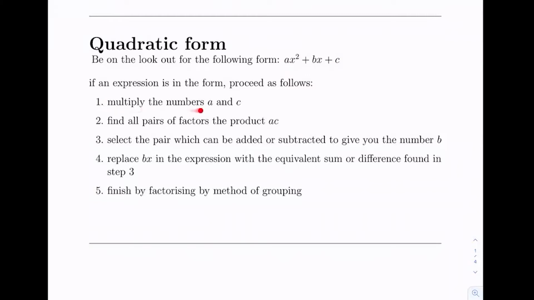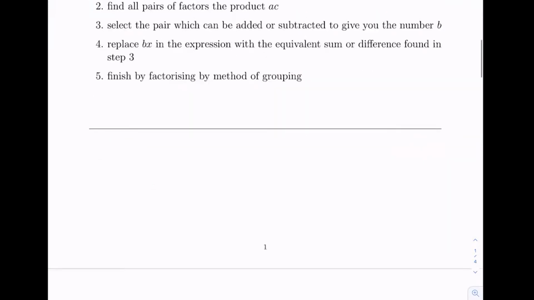First, we multiply the numbers a and c. Second, we find all pairs of factors of the product ac. Third, select the pair which can be added or subtracted to give the number b. Fourth, replace bx in the expression with the equivalent sum or difference found in step 3. Finally, we finish off by factorizing by method of grouping. The method we use to factorize a quadratic expression is an extension of what we would have already learned with the method of grouping. I know that sounds like a mouthful, so we will proceed by looking at an example.